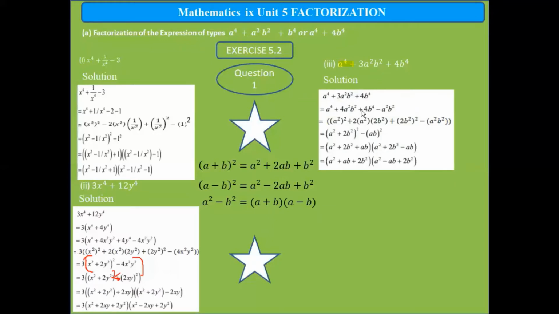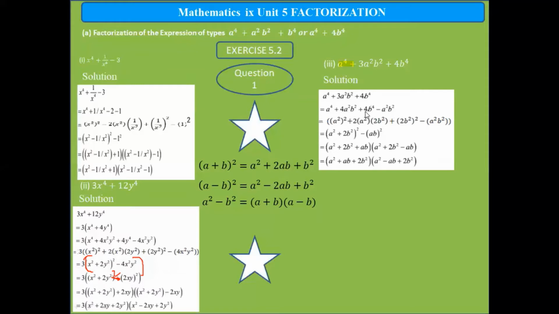To complete this square, I need one b square more. So I add a square b square, then I have to subtract a square b square. When we add a square b square, this will be equal to 4a square b square, and when I subtract, this will be equal to minus a square b square.